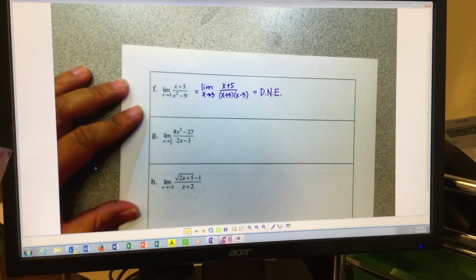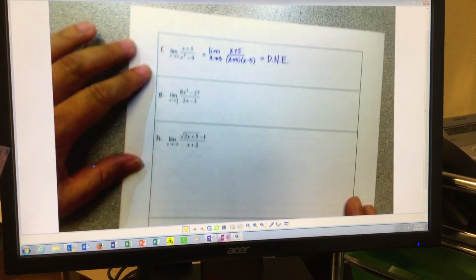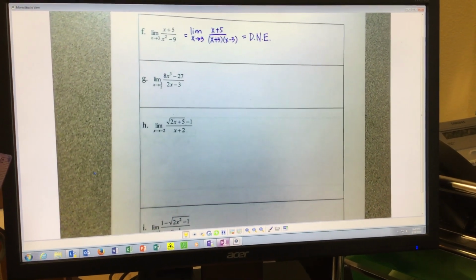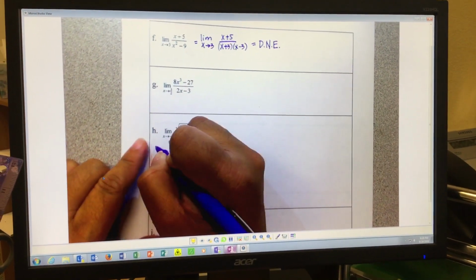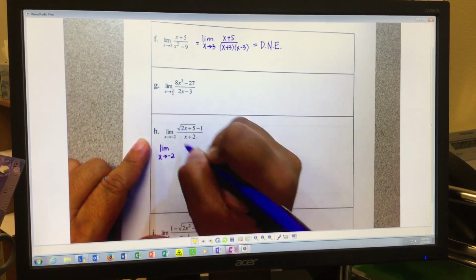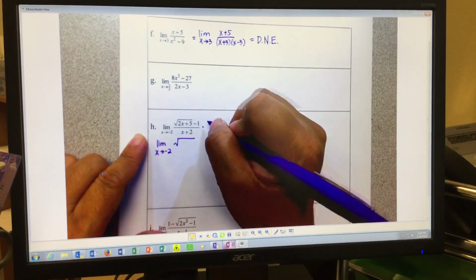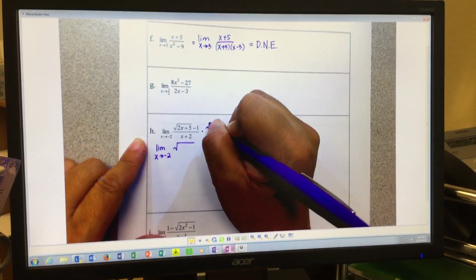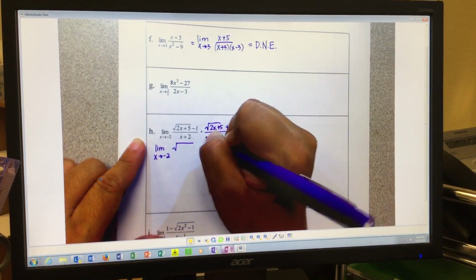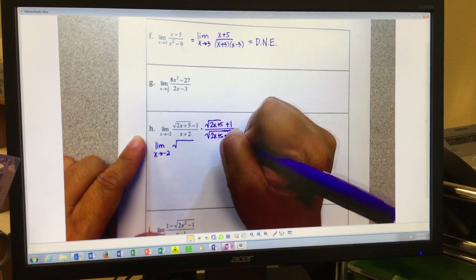Okay. Let's do letter H. Letter H, we are going to get rid of that numerator by multiplying by the conjugate. So before I do that, let's multiply by the conjugate, which is the square root of 2x plus 5, plus 1.